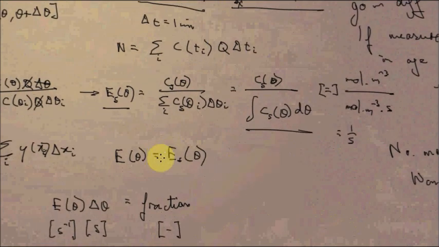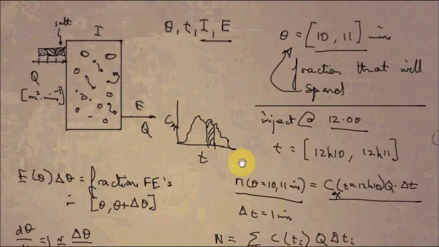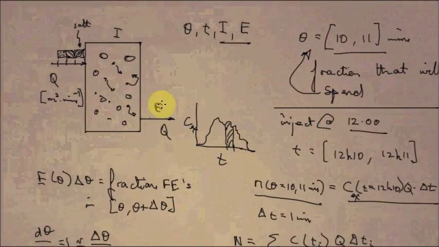Right, so we now have a way of finding the exit age distribution, and that's quite specific. That's the age of the fluid elements in the exit stream, right? Because that's what we are measuring. We are measuring the concentration in this exit stream.